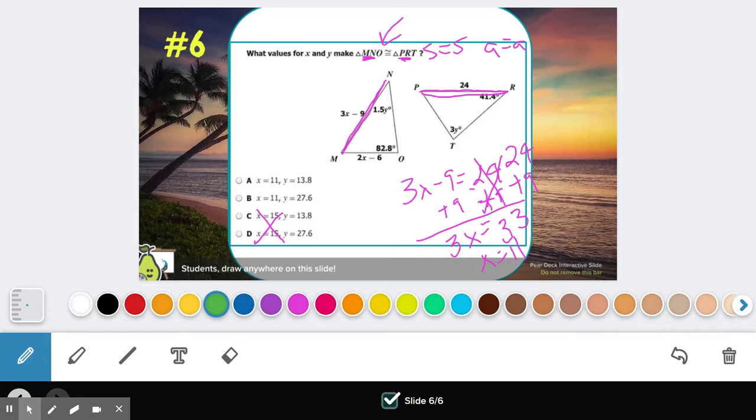Then I come over here and I find my y. Y goes with N. That's the middle letter, so I need R. So R and N are equal. 41.4 equals 1.5y. Divide by 1.5. 41.4 divided by 1.5. Oops, I didn't clear my calculator. I hate it when I do that. 41.4 divided by 1.5 should be 27.6. Voila. And that is the end of our second warm-up.